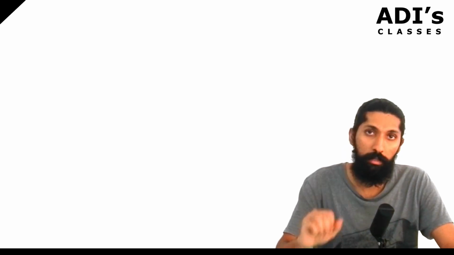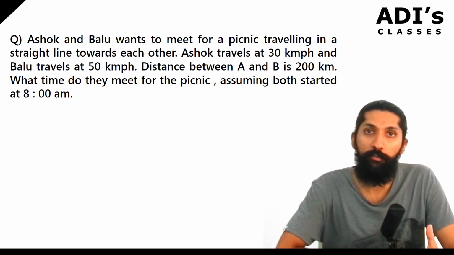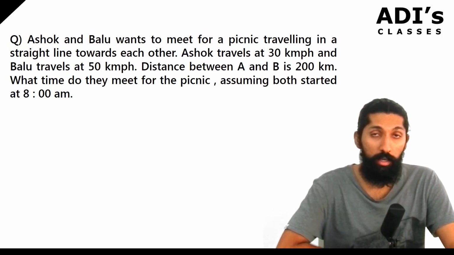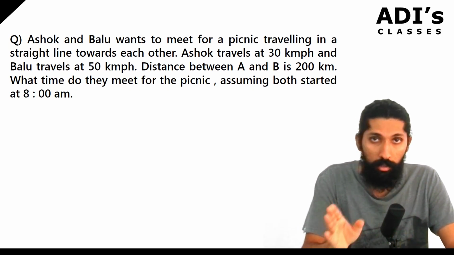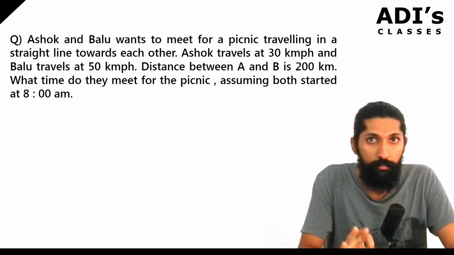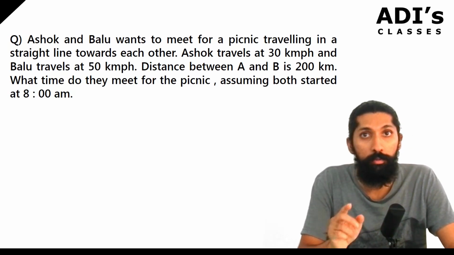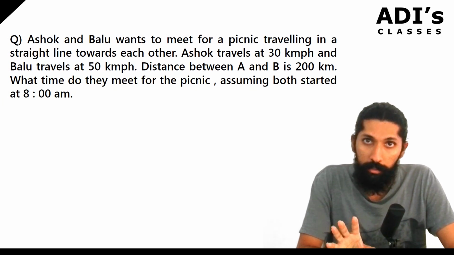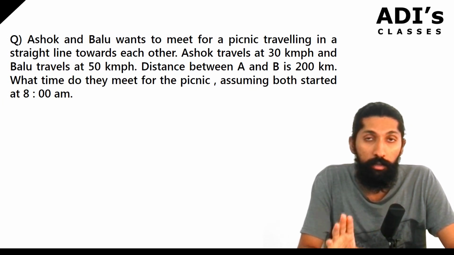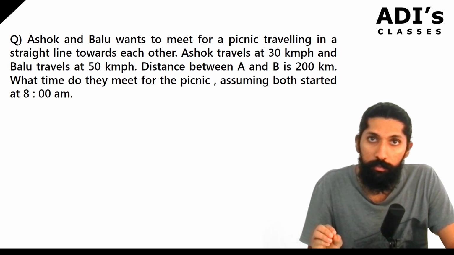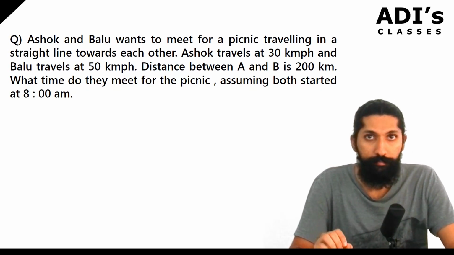Now with an example, I think you guys will understand it even better. Let's look at an example. Ashok and Balu are going for a picnic. Now, guys, the story is not important. Look at the values, that is what is important. Ashok is traveling at 30, Balu is traveling at 50. And they're moving in the opposite direction. Correct? And the distance between both of them is 200 kilometers. The question is, at what time are they going to meet for the picnic?